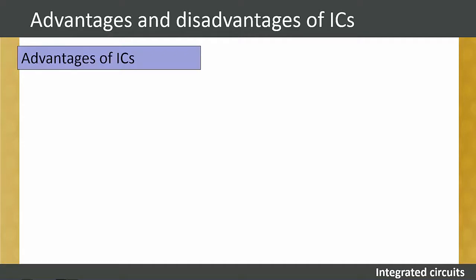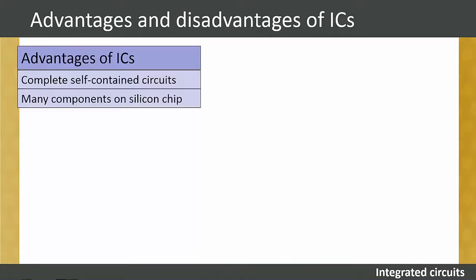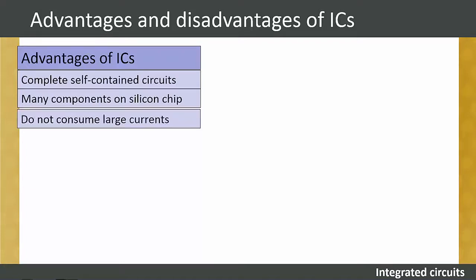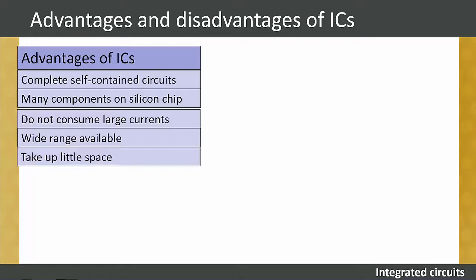What are the advantages of integrated circuits? Integrated circuits, or ICs, are complete self-contained circuits. They have many separate components such as transistors, diodes, resistors, and capacitors etched into a tiny silicon chip. They generally do not consume large currents. There is a wide range of integrated circuits available, including timer circuits, operational amplifiers, and counter circuits, to mention just a few. ICs take up little space, allowing smaller products to be made.